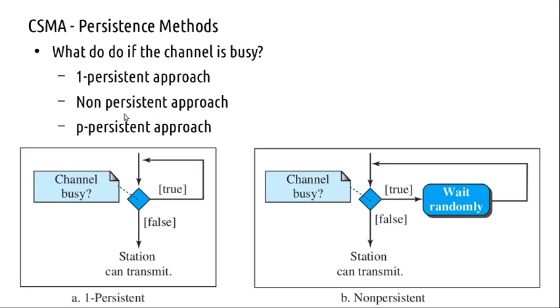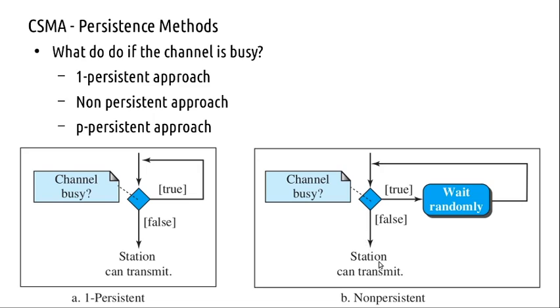In the non-persistent approach, it checks the channel whether it is busy or not. If it is busy, it waits for a random duration, and then again checks the channel, so each node will choose a random wait duration. It will back off from transmitting. The correct term is it will back off and wait for a random duration, and then again check the channel, and depending on the state, it will transmit.